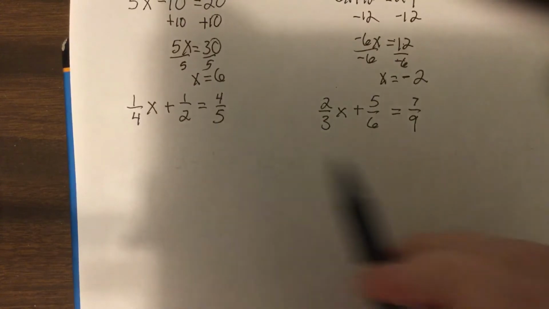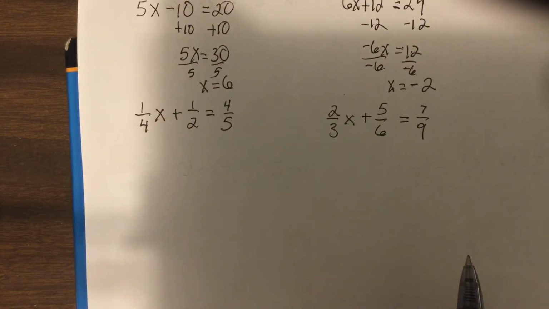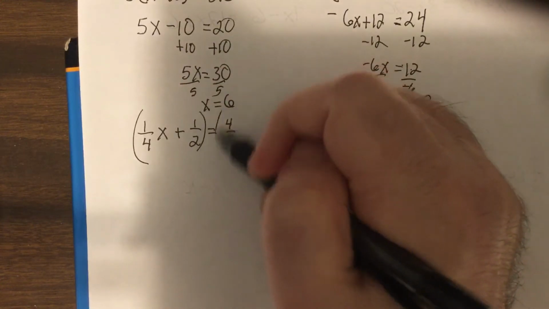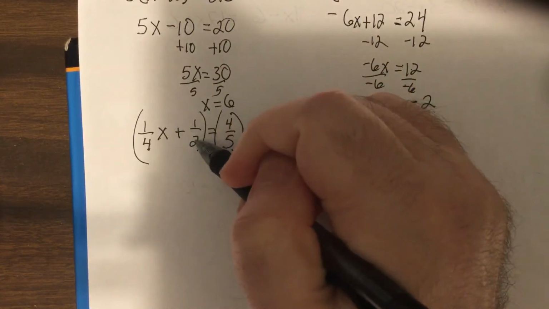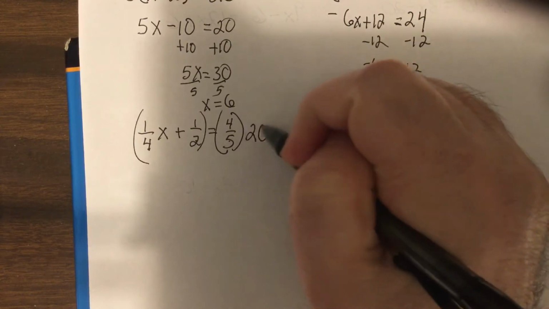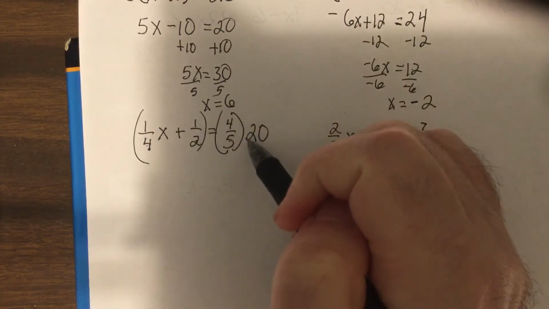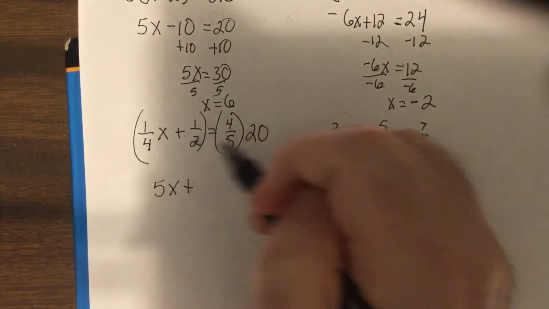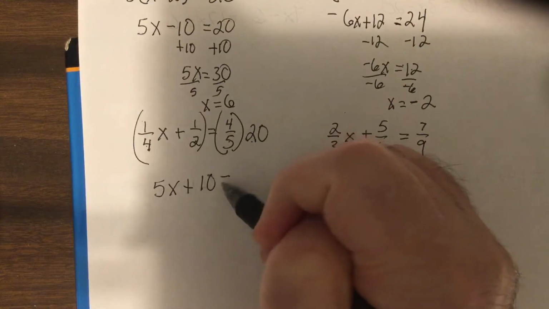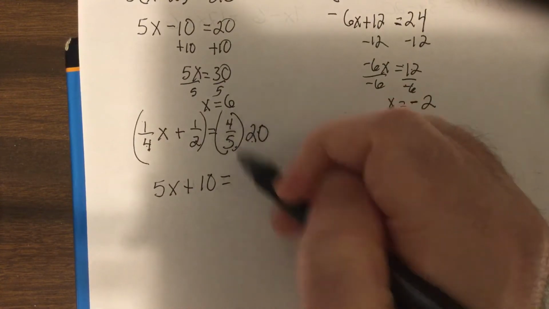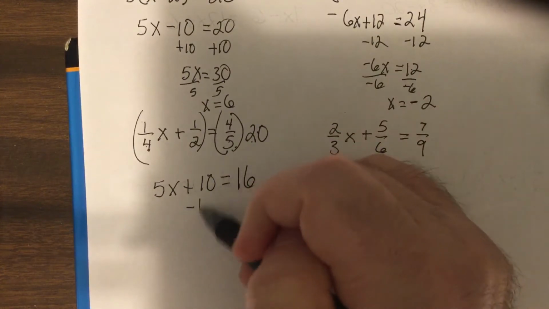Okay, do those 2 problems and then turn me back on. Okay, so this one, the LCD would be 2 2s, 1 2, 1 5. 2 2s times 5 is 20. So 4 goes into 20 5 times, 1 is 5x. 1/2 of 20 is 10. 5 goes into 20 4 times, 4 times 4 is 16.